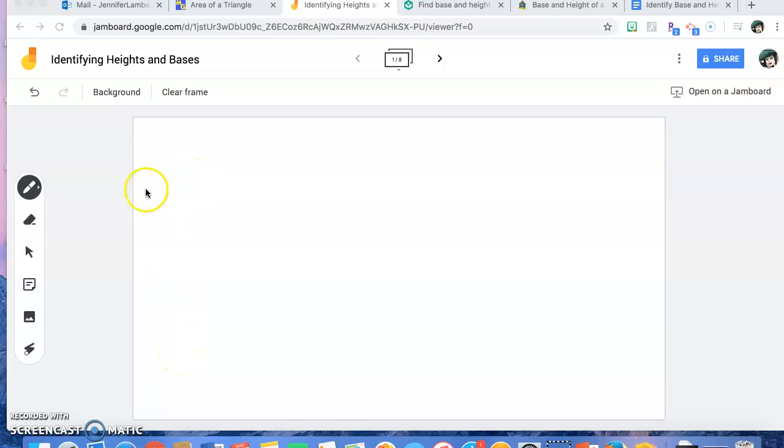So we're going to continue talking about triangles, but we're going to talk about identifying bases and heights of triangles. Before we do that, we need to talk about lines.